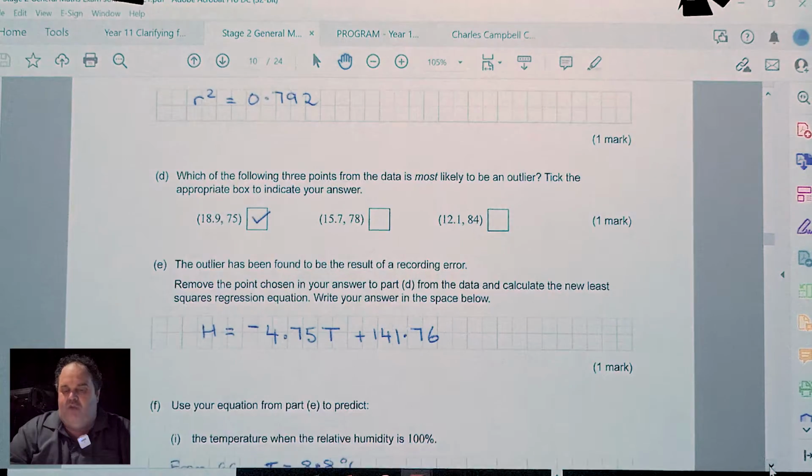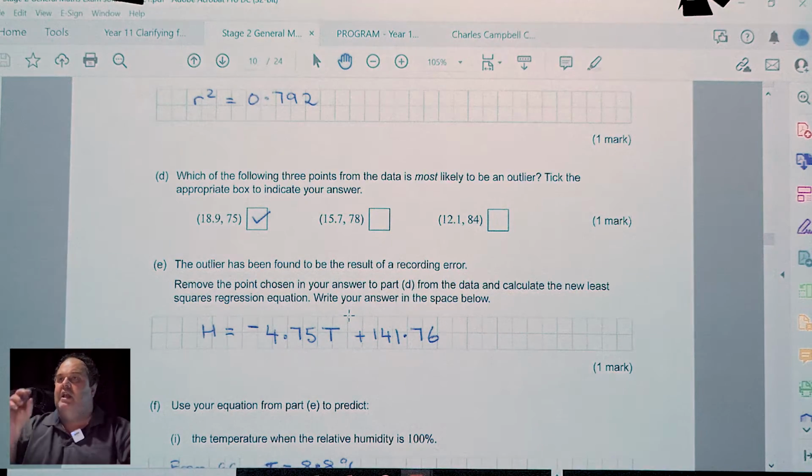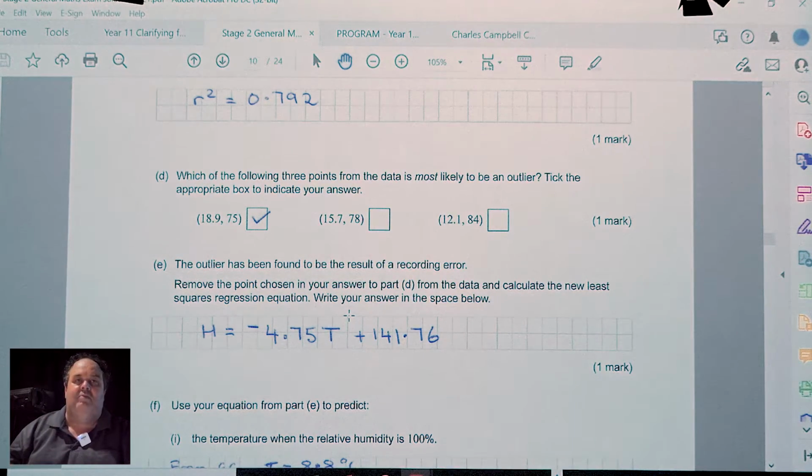Part E is worth 1 mark. They've asked to remove the point and then calculate a new regression equation. If they've chosen the wrong point, they will get follow-through answers there. That's part of the reason they said, here, you've got 1 of 3 points to choose, because it reduces the time to get stuff marked, but means there are fewer possible answers we're looking for.